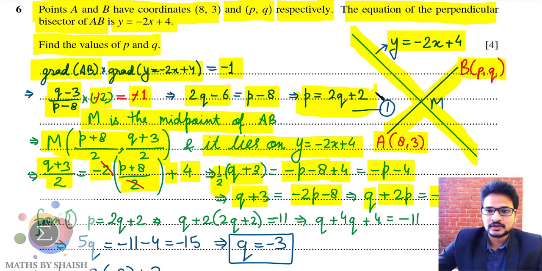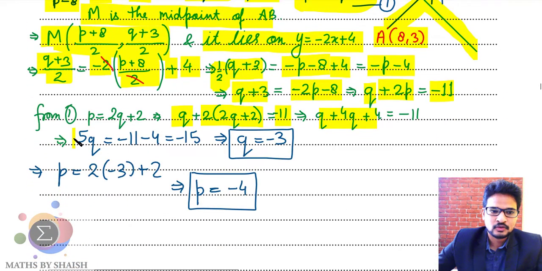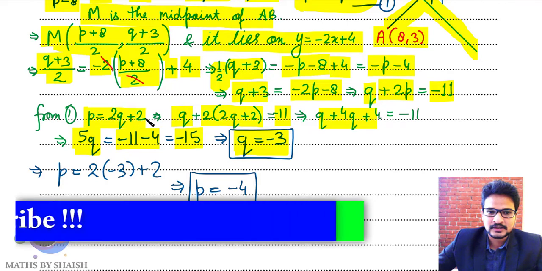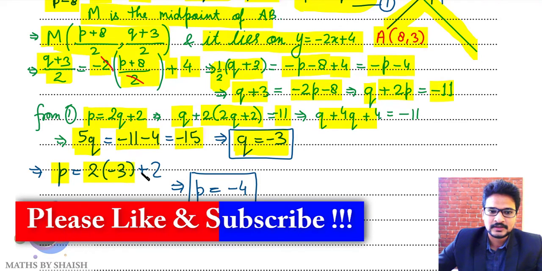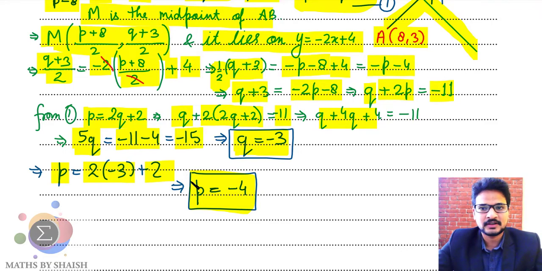Now from equation number 1, we got p equals 2q plus 2. So we will substitute it here, and we get q plus 2 times (2q plus 2) equals minus 11. We simplify, we get q plus 4q plus 4, and if we add and simplify more, 4q plus q is 5q, and minus 11 minus 4, because this 4 will go to that side, it will be minus 15, and q becomes minus 3. Since q equals minus 3, we have p as 2 times q plus 2, so p equals 2 times minus 3 plus 2, and that is minus 6 plus 2, that is minus 4. So we got both values of p and q. I hope it is clear. Let's do the next part.